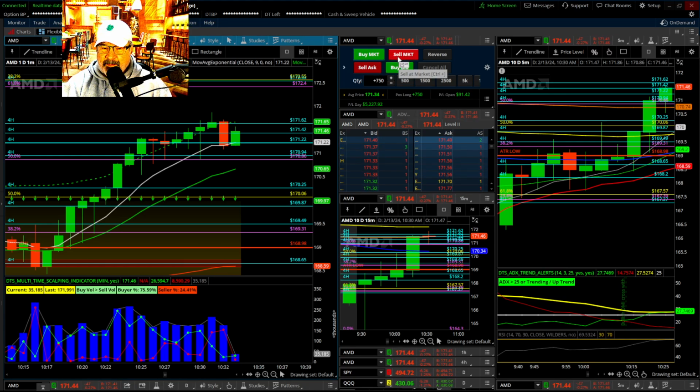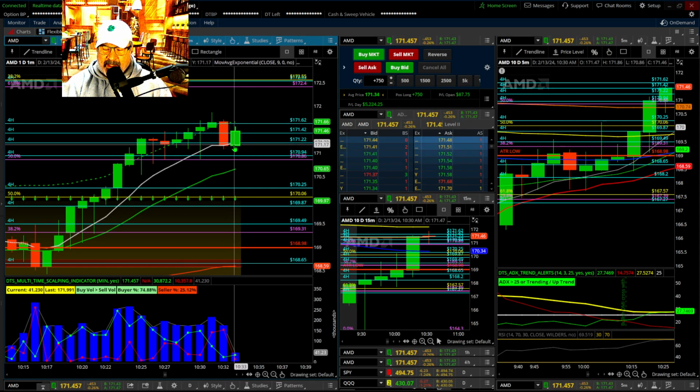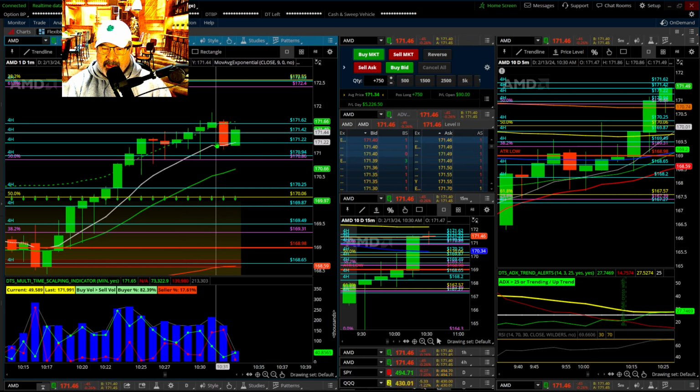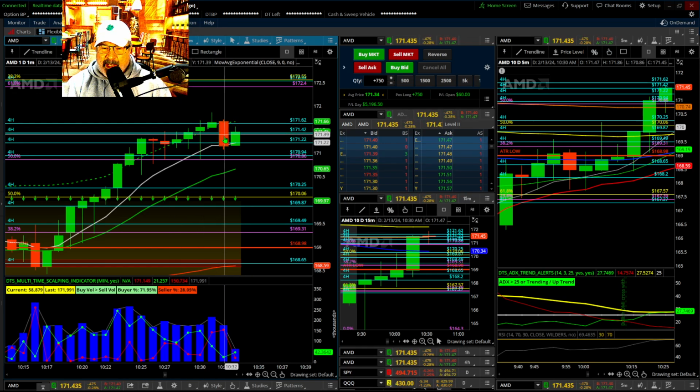It's recovering. And it is making a tweezer. That's a pattern that's going to show this reversal didn't reverse. It's a re-reversal. It's a double switch.